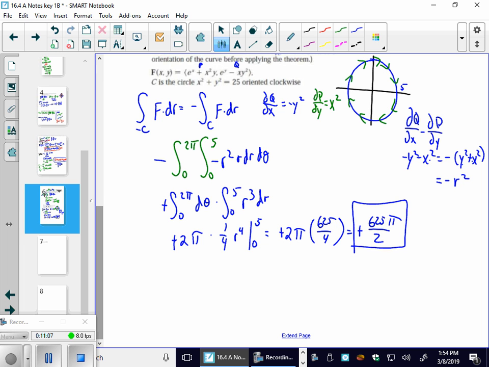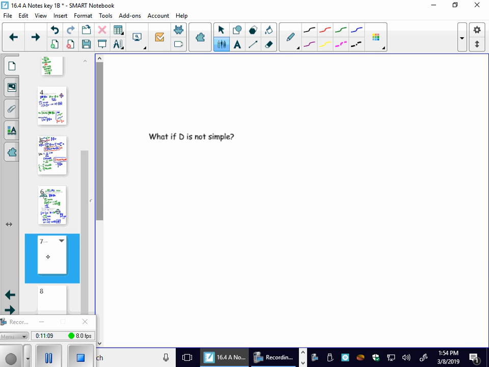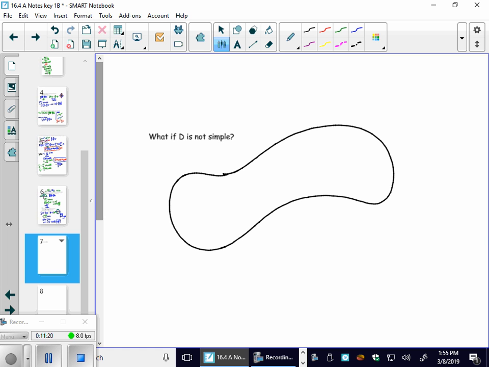Last piece. Big concept here. What if D is not simple? So remember that the idea was this. If you have some kind of a curve, some kind of a closed line integral idea here, this would be simple. There's no holes in it, there's no breaks, there's no openings, it's a simple curve.